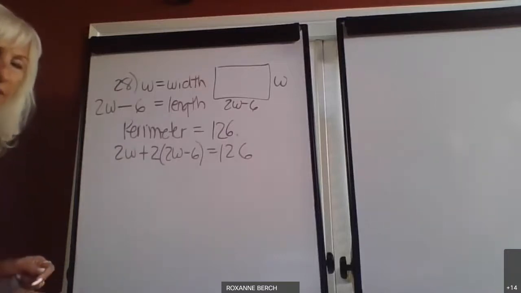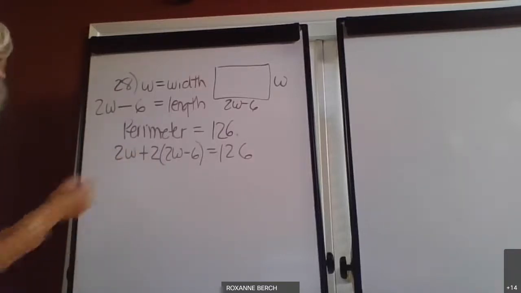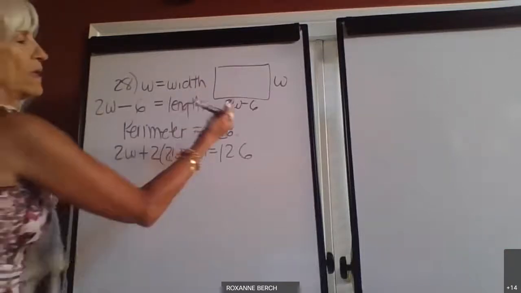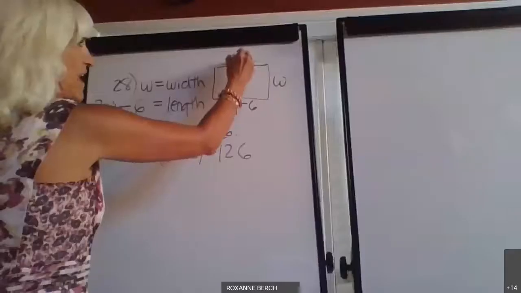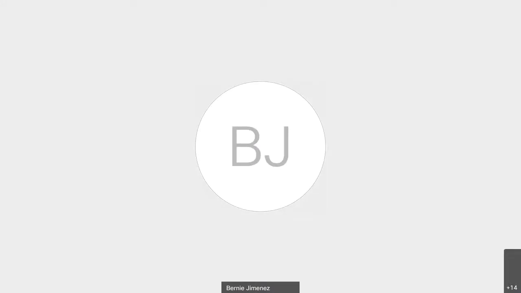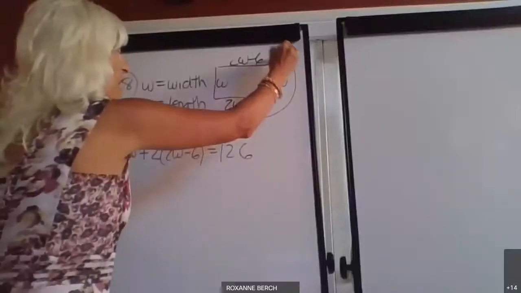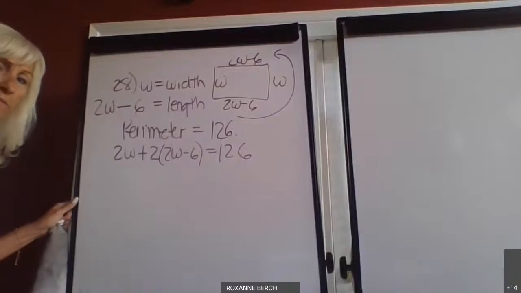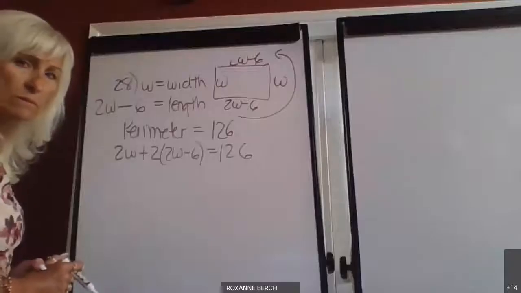Can you guys unmute yourself and tell me if you understand what I did, that there are 2 widths and 2 lengths? Why did you do that? Okay, this is a W, 2W minus 6. Isn't this another 2W minus 6? Oh yeah, because it's the same thing. And isn't perimeter the distance around the polygon? Yeah. So we have 2 W's and 2 of the others. Yeah, that makes sense.